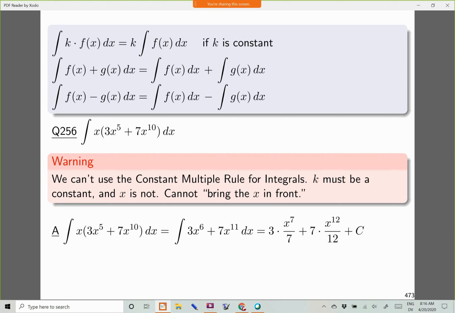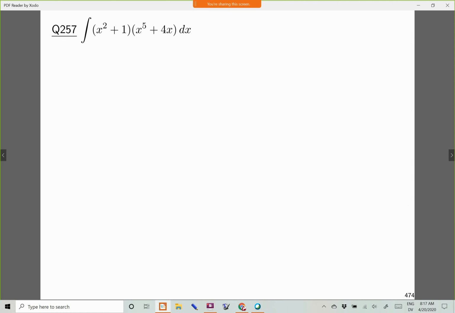I hope what you're noticing from the process of this specific question is that sometimes people just want to antidifferentiate that x part, and then this part separately, but that's not a thing, that's made up. So I want to super clarify before setting you loose on some practice questions. I would like to look at this example: the integral of quantity x squared plus 1 times quantity x to the 5th plus 4x dx.